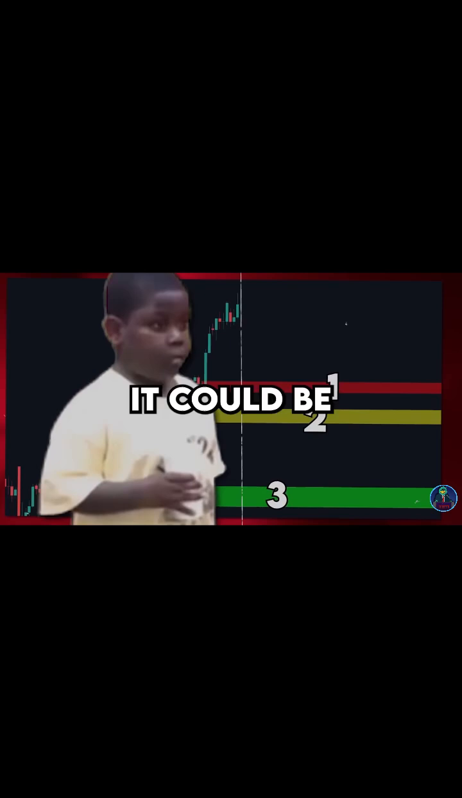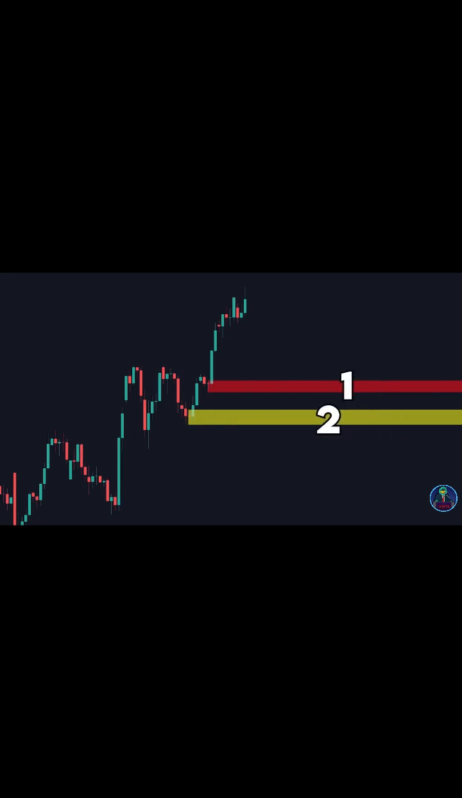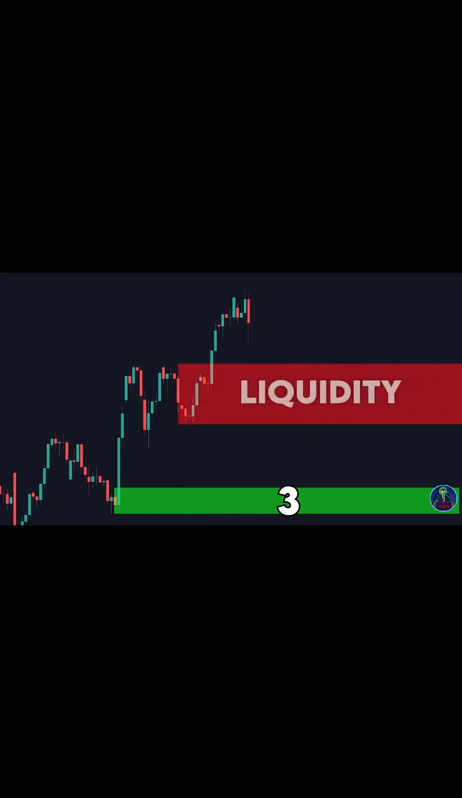For example, if we look at this chart, there's an area of demand here, here, and here. So which one do we use? Well, if you don't know the answer to that question, it could be the difference of you losing a trade and you winning one. So going back to our example, we had 3 different demand zones. Zones 1 and 2 are fake demand zones, persuading traders to enter there, when in reality they just become the liquidity and help move price to the real zone, zone 3, and that's where price actually reverses.